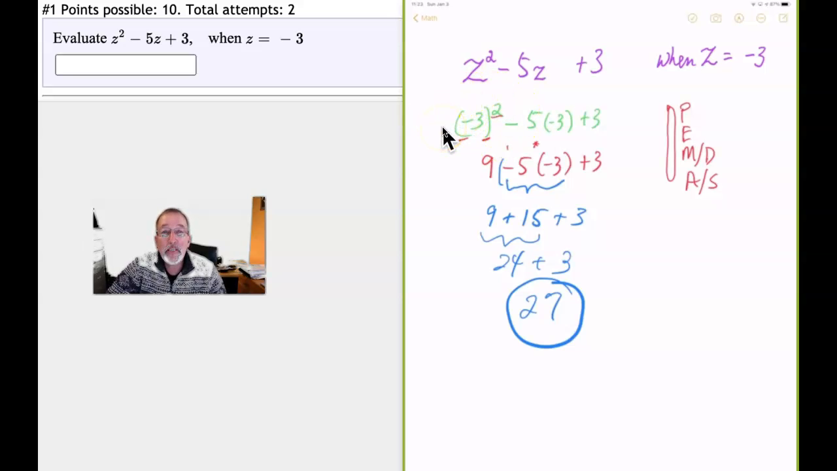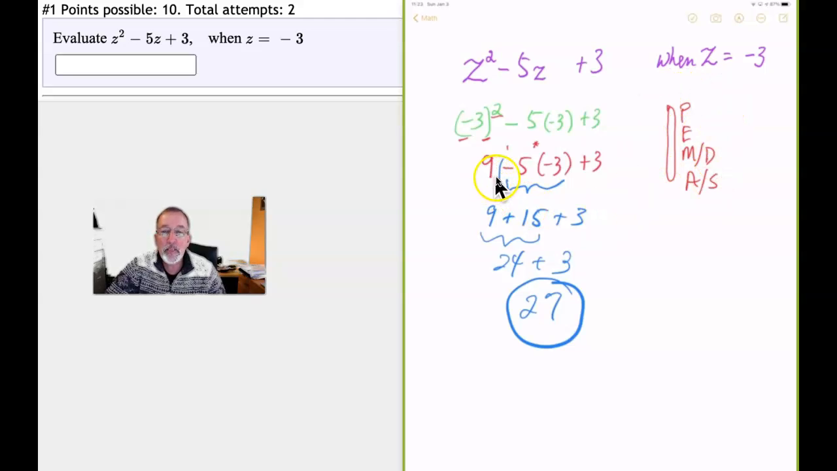So negative 3 times negative 3, you have two negatives being multiplied together. That always produces a positive. So 3 times 3 is 9. And then I bring down the other numbers. So we end up with 9 minus 5 times negative 3 plus 3. Okay, and at each step we need to run through PEMDAS again.